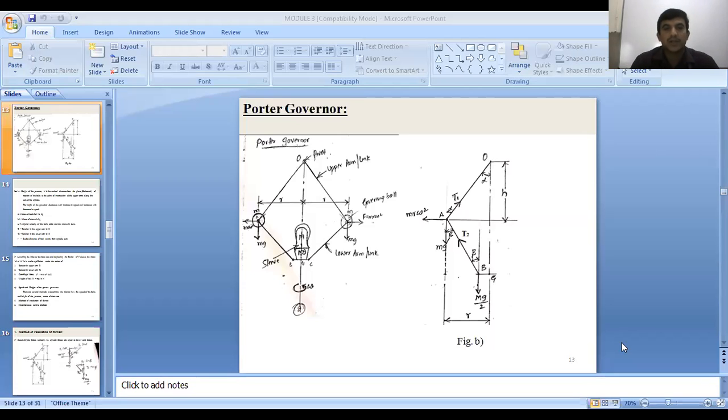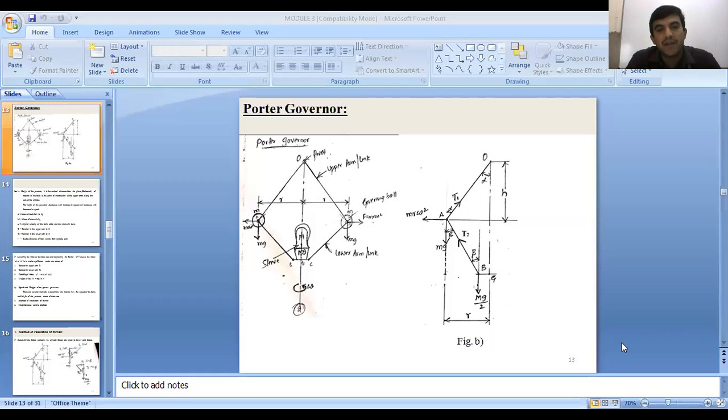Thank you. Last class we discussed the Porter Governor. Whenever a device is there, how do you remember it? First, introduction. Second, construction. Third, working principle. Fourth, limitations. Please mute yourself. Okay, first, introduction. How do you introduce this Porter Governor?